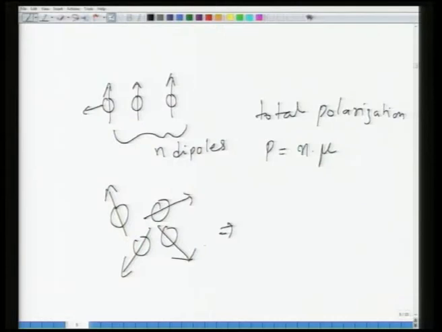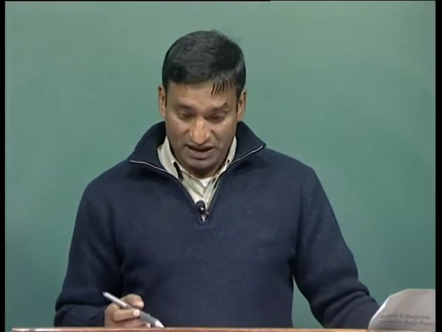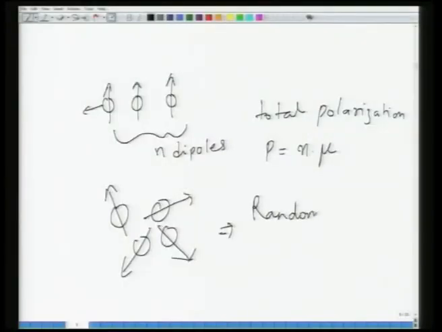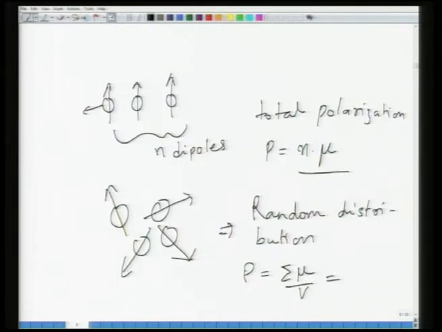So, you get a situation where although each molecule or each dipole has a finite dipole moment, the net dipole moment of the system is 0, because all these dipole moments are randomly distributed. If you have a random distribution, which often happens in polycrystalline material, then P is equal to the sum of μ divided by V, and this should be equal to 0.